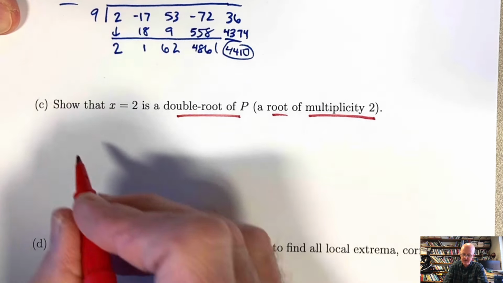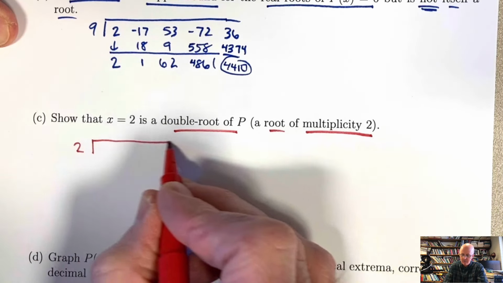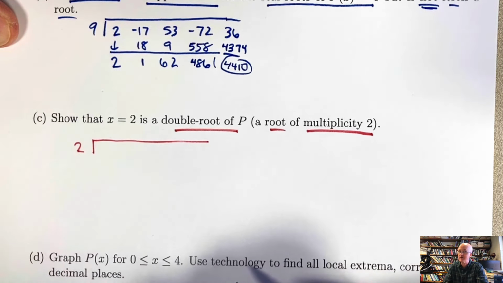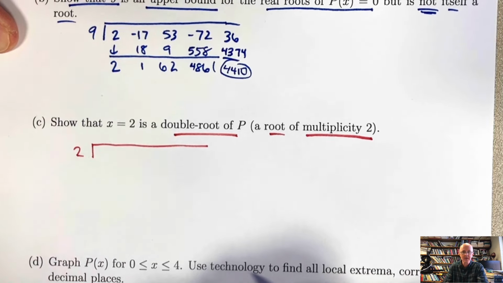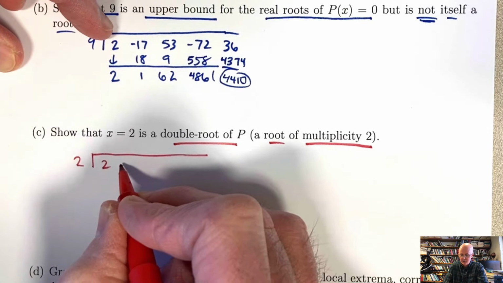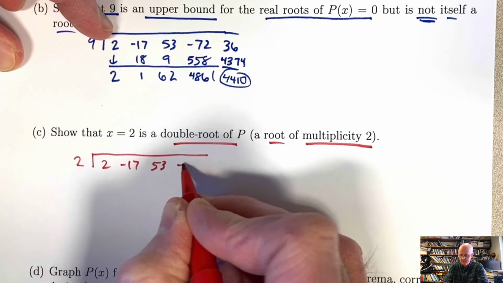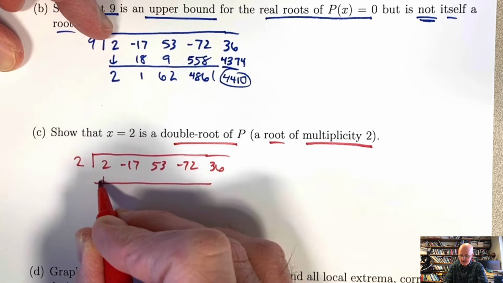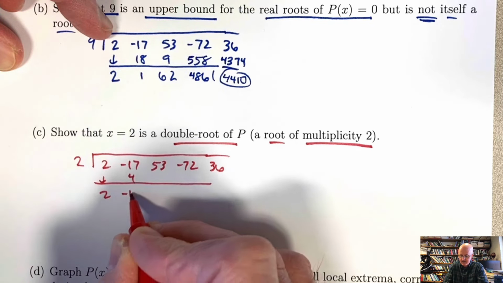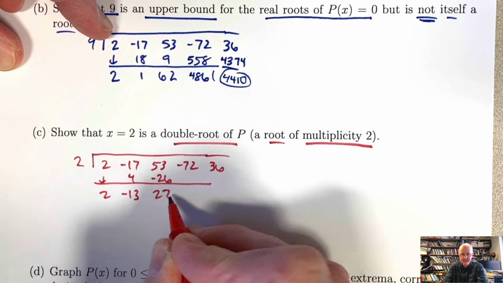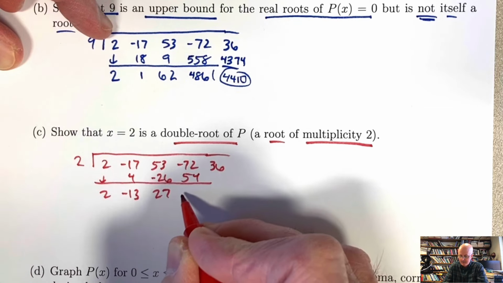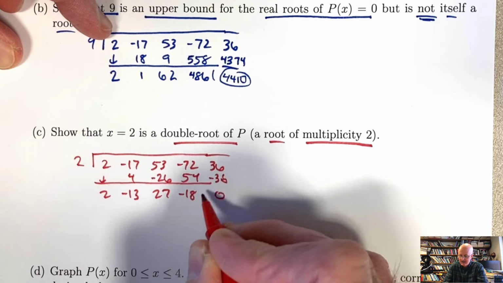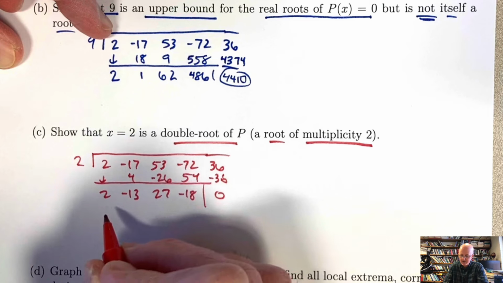We can do more long division. We should get a remainder of 0 twice. And then the third time we do it, we should get a remainder that's not 0. So let's write down these same coefficients: 2, -17, 53, -72, 36. Bring down the 2. 2 times 2 is 4. -13, -26, +27, +54, -18, -36. Yay, 0. Okay, so it's at least a single root.